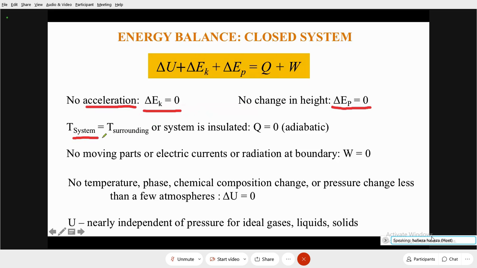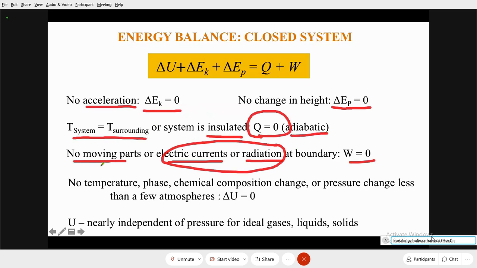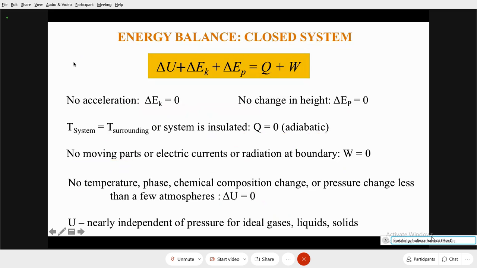Now, if your system temperature and the surrounding is the same or it is well insulated, then your heat is going to be zero, which is referred to as adiabatic. When there are no moving parts, that means your work is zero. Same when there is no electrical current or radiation, but for both of these, normally we do not come across it. We just look at moving parts. That means there's no turbine, no pump, work is zero. When there is no change in temperature, no change in phase, internal energy is going to be zero. So that's more or less what we're going to cover. Let's proceed to the next slide.